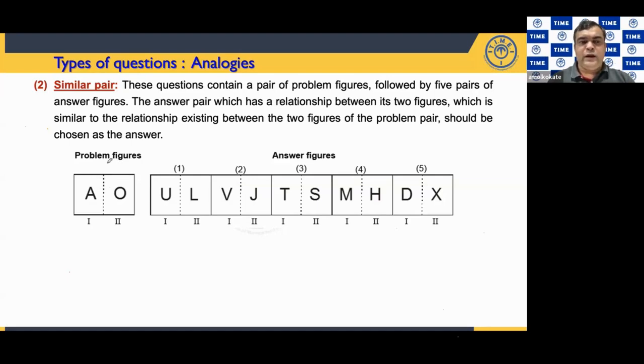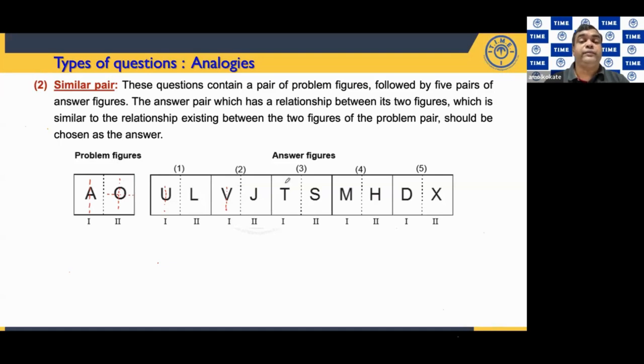Now, can I put it this way? Look at A: it has a vertical symmetry. O has a vertical as well as horizontal symmetry. Option 1, U is vertically symmetric, but L is asymmetric. It is not symmetric. V has vertical symmetry.